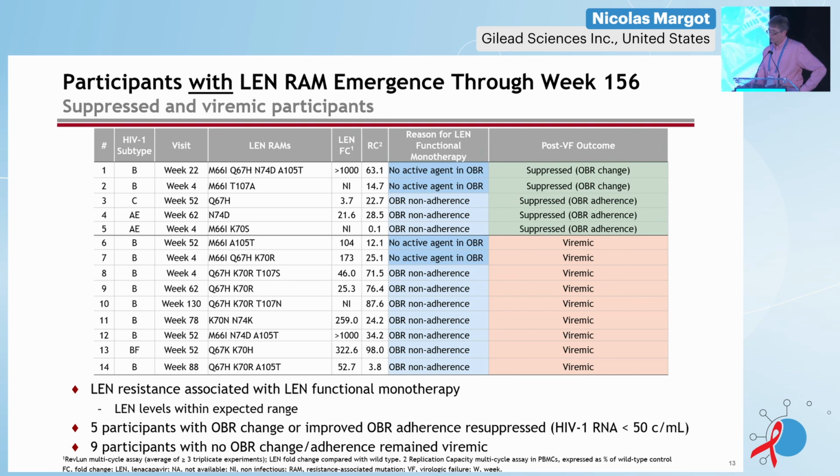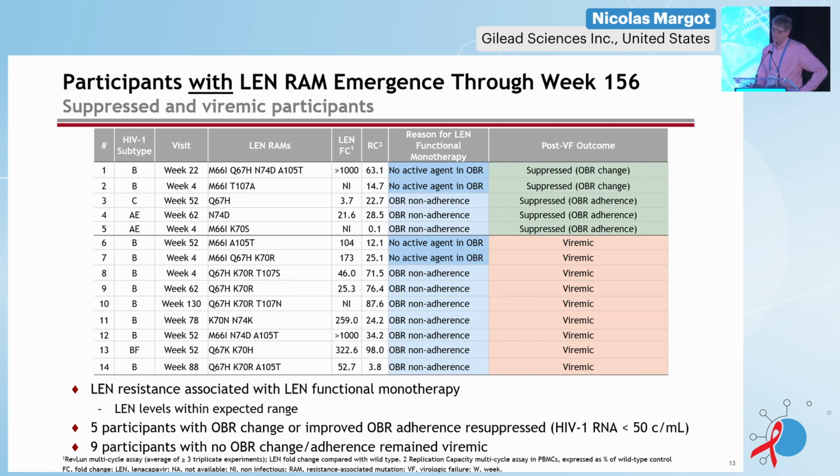So this table shows the resistance analysis, with a column showing the HIV subtype, the visit that was analyzed, the Len-RAMs that were detected, the fold change, and then the replication capacity in PBMCs, which is expressed as a percent of the wild type. Then the next column is the reason why Len was the only agent at the time of the resistance development. And the last column shows what happened post-virologic failure, the outcome.